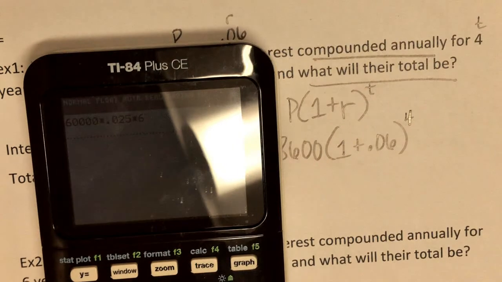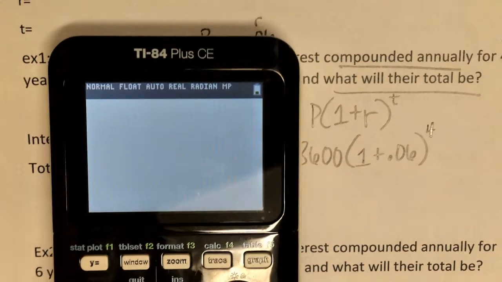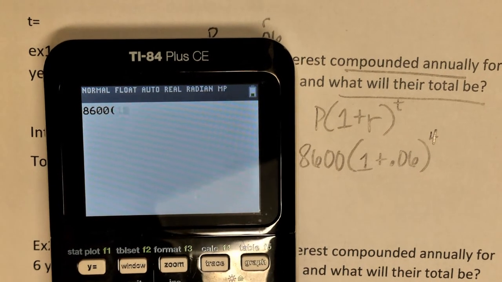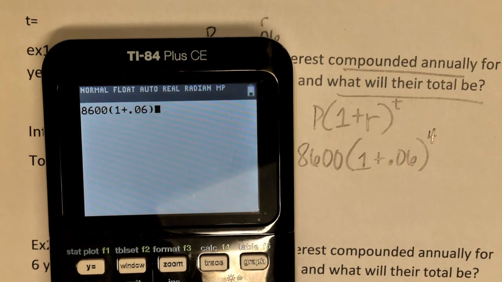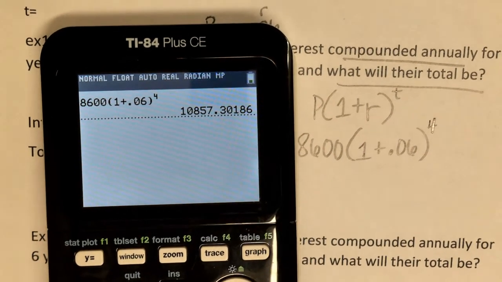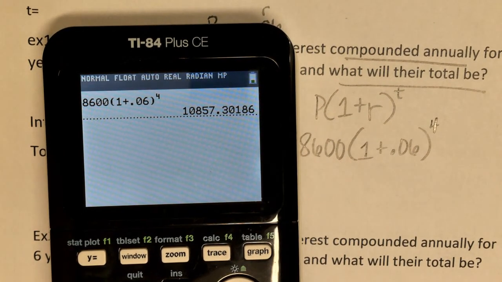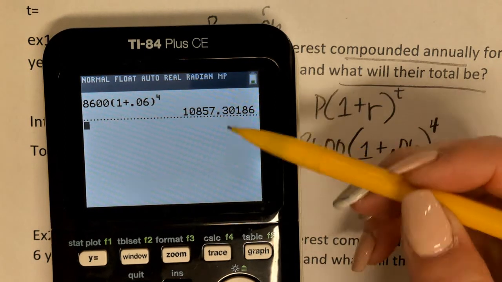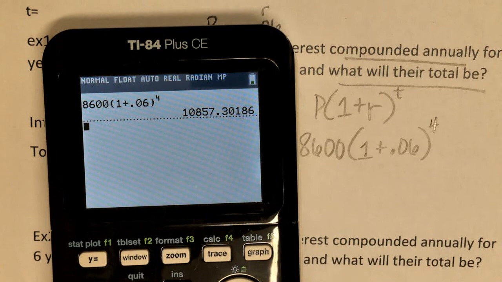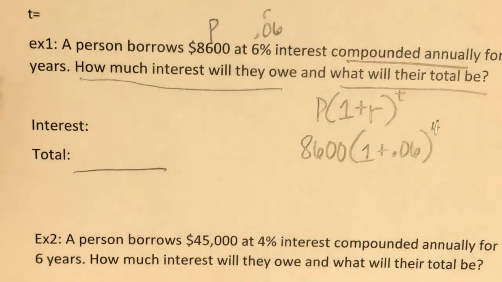So here we go. Make sure you're not in rounding mode. 8,600, open parentheses, 1 plus 0.06, close parentheses to the 4th power. Do I write that whole thing, or do I make it look like money? Make it look like money. So I'm going to cut it off at that second decimal. So $10,857.30.